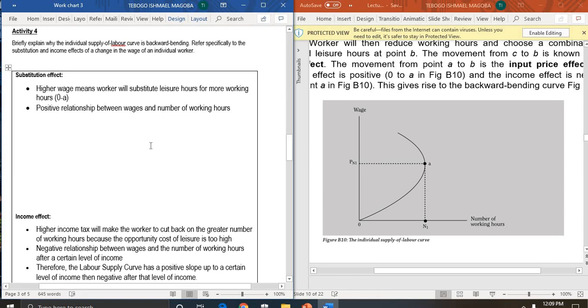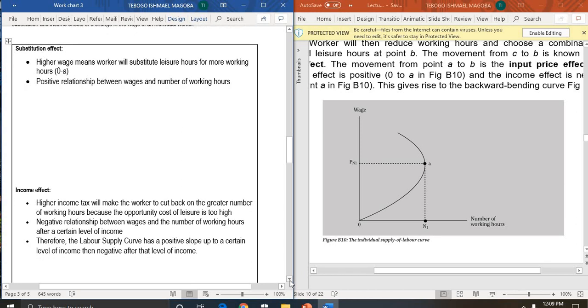I'll just say from 0 to A on this curve is a substitution effect. And there's a positive relationship between wages and number of working hours. And then the income effect. Remember, we talked about how after this person earns a higher wage, which was the £50, there comes higher tax. Let's assume that this person lives in South Africa, or a country that uses progressive tax. So the higher income tax will make the worker cut back on the greater number of working hours. That's what you're seeing here.